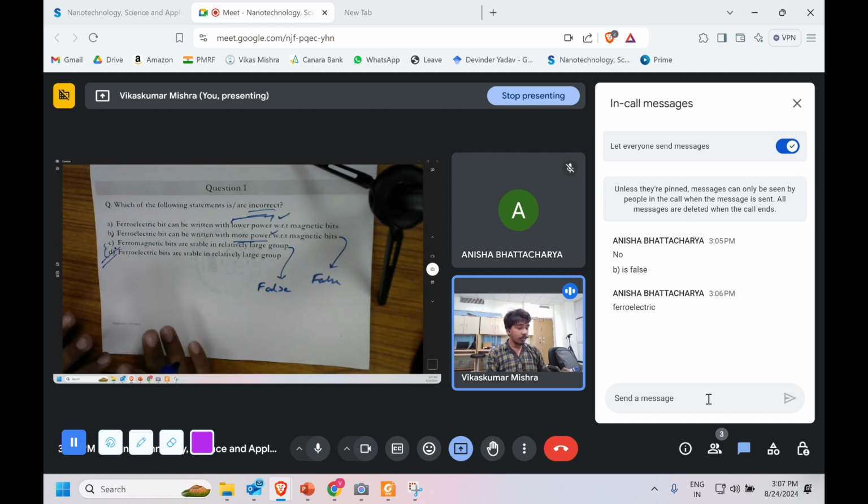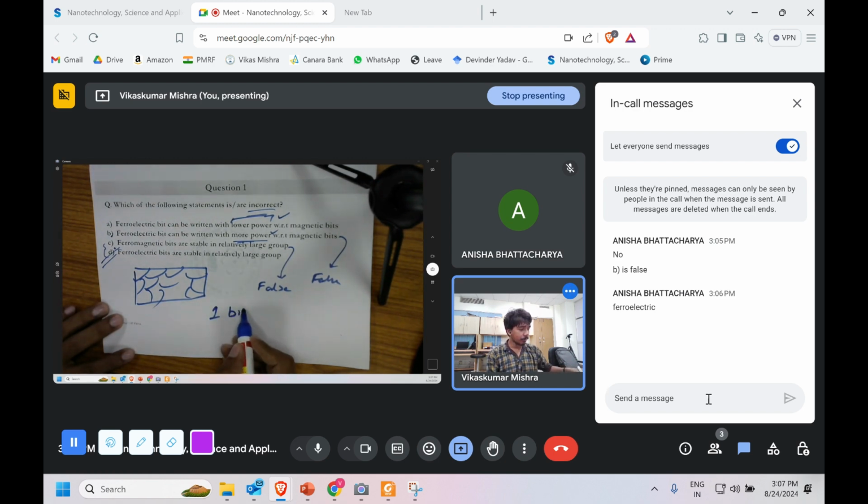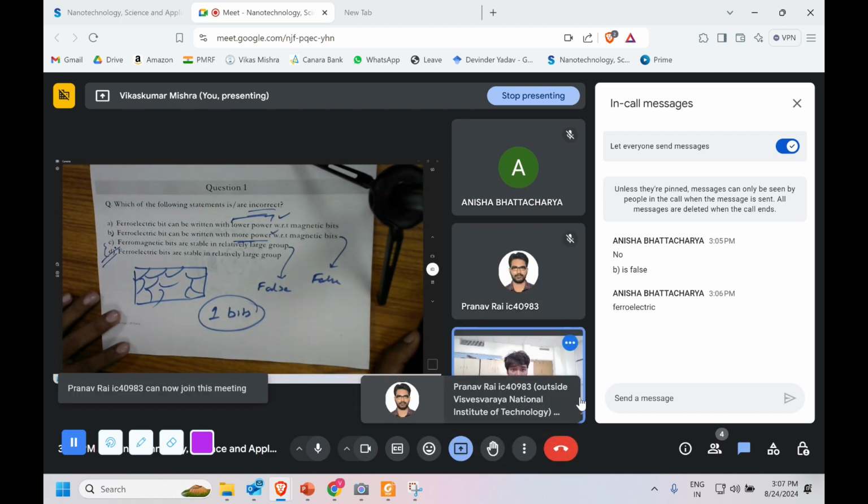Okay, so now let's go a little bit deeper into this particular thing. In our microstructure we see grains. Now what is this one bit? How much will one bit take in the ferromagnetic, let's talk from the point of view of the ferromagnetic?